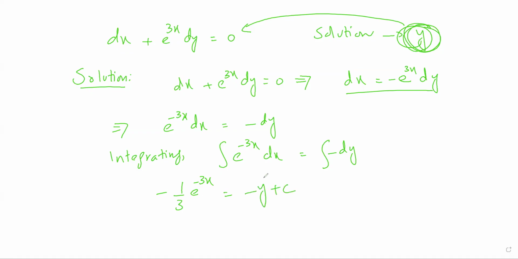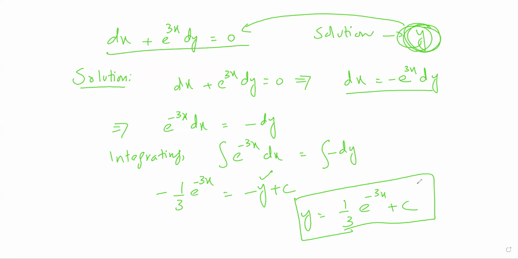All we need is to find out y here. So y will be equal to 1 by 3 e^(-3x) plus c. So this is the general solution of this differential equation because it involves an arbitrary constant.